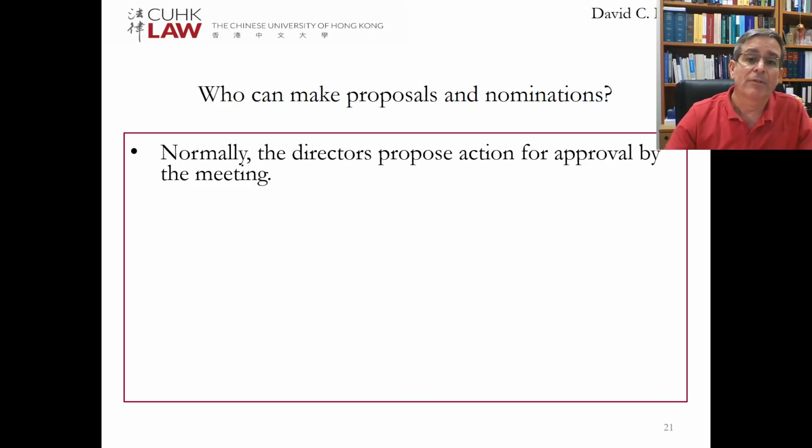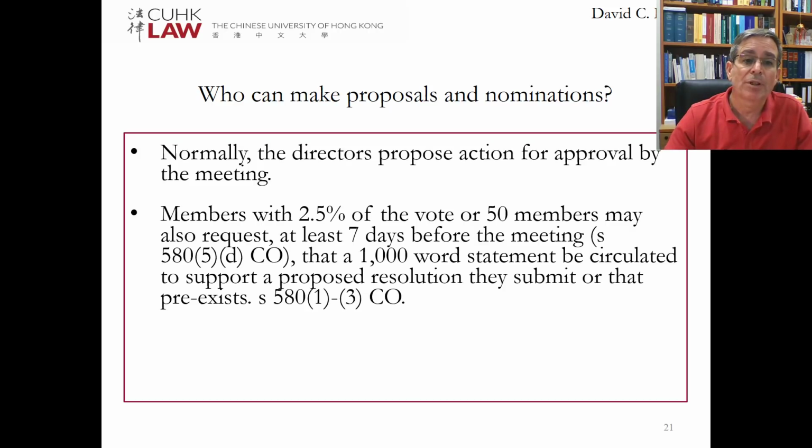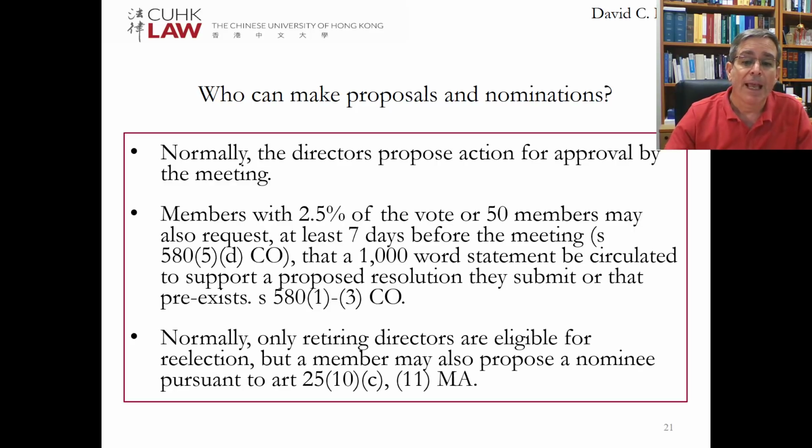So we have directors normally proposing, but we also have the possibility of a relatively small threshold, a low threshold. 2.5% of the vote or 50 members may request a proposal be made for the meeting. And then normally only retiring directors are eligible for re-election, but a member may also propose a nominee. And that is quite a power.